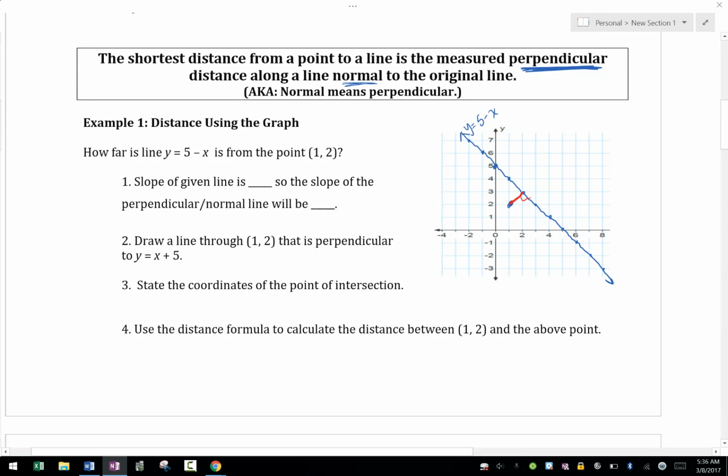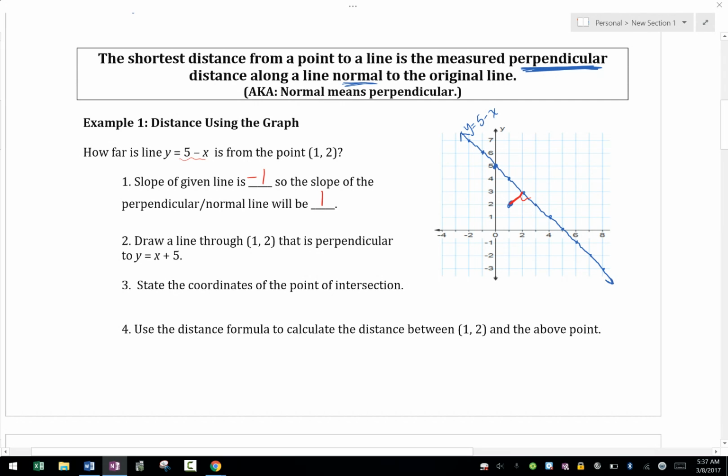So let's do the scaffolding now and make sure that we're doing this appropriately. The slope of the given line is blank. The slope of 5 minus x is negative 1. So the slope of a perpendicular or normal line will be the opposite reciprocal of negative 1, which is 1. Draw a line through 1, 2 that's perpendicular. So I need to draw a line with a slope of 1. Did I do that? Oh yeah, I did that.